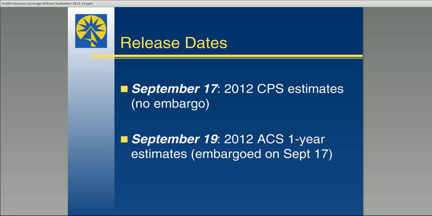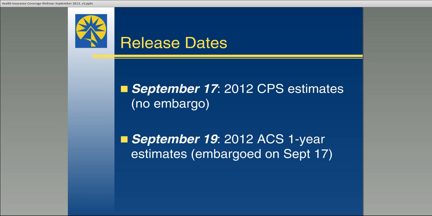So you might ask, why are there two different estimates just 2 days apart? Well, first of all, the Census Bureau has decided on their release schedule. The CPS Annual Social and Economic Supplement is the official source of poverty estimates. So that information will be available tomorrow along with the healthcare data and other information from that survey. The Census Bureau recommends using the CPS data for the national estimates of health insurance coverage and the ACS for subnational estimates.